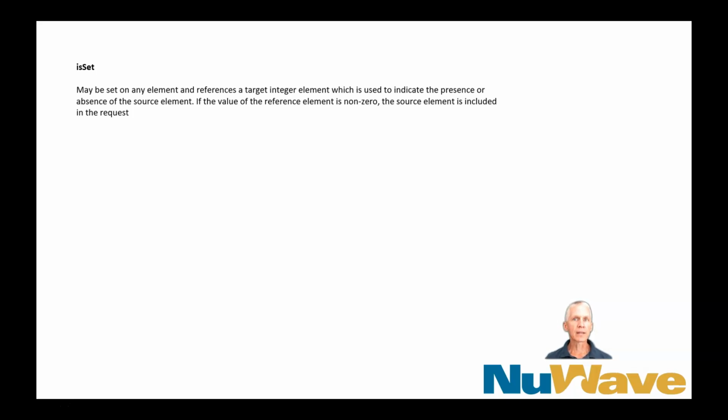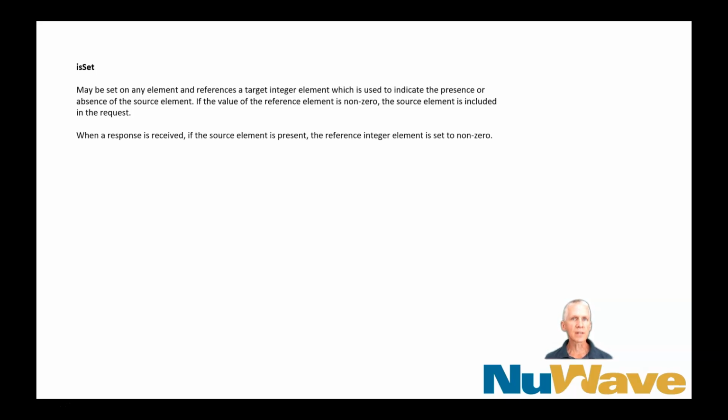isSet may be set on any element, and it references another integer element, which is used to indicate the presence or absence of the source element. So if the value of the reference element is non-zero, the referencing element is included in the request. So with isSet, we define another field that we use to indicate that a field should be included in the message.